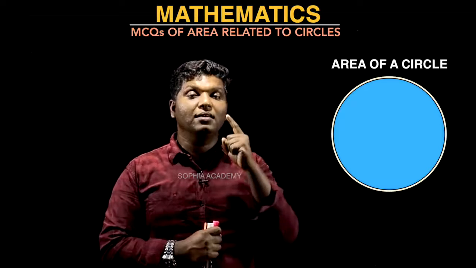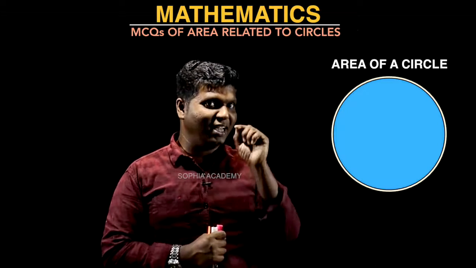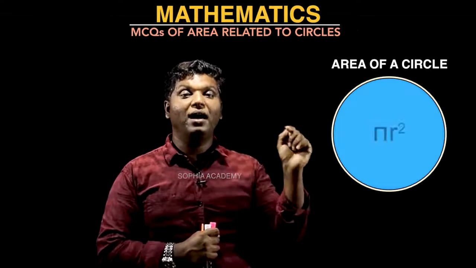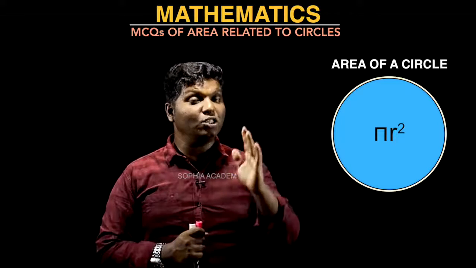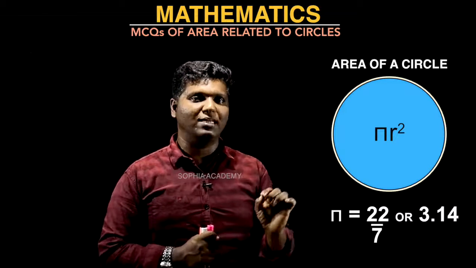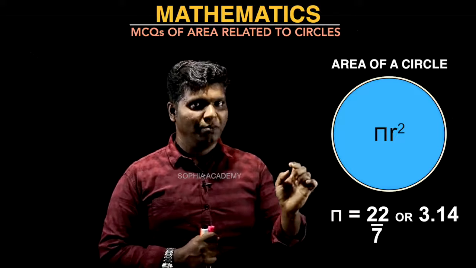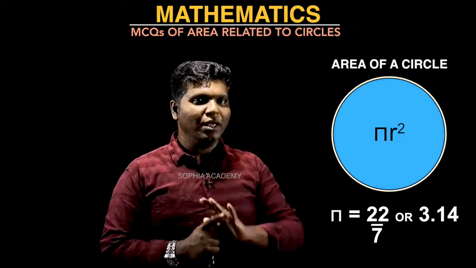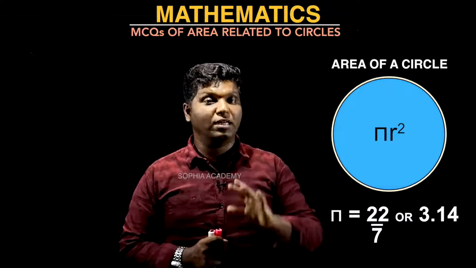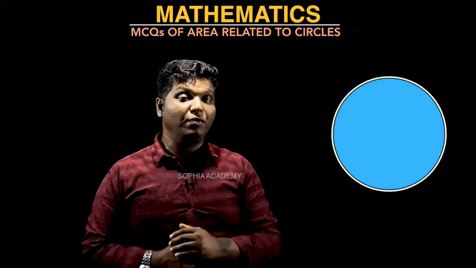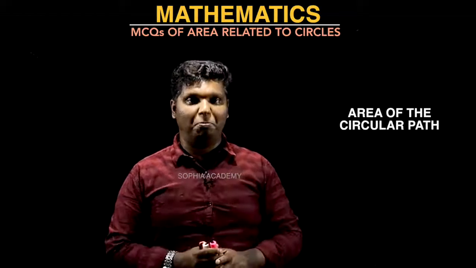And to find the area of a circle, we have an equation. Area of a circle is equal to pi r square. And the value of pi is 22/7. In some cases, we take it as 3.14. These are the general things which you already know. So today in this chapter, we are going to study some new things. First one is the area of the circular path.